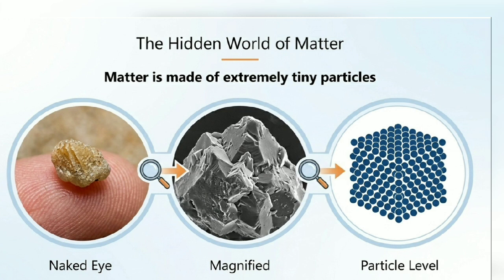Next, scientists discovered that matter is made up of tiny particles. These particles are extremely small. We cannot see them with our naked eyes. Everything around us, from a grain of sand to a giant mountain, is made up of these tiny particles.